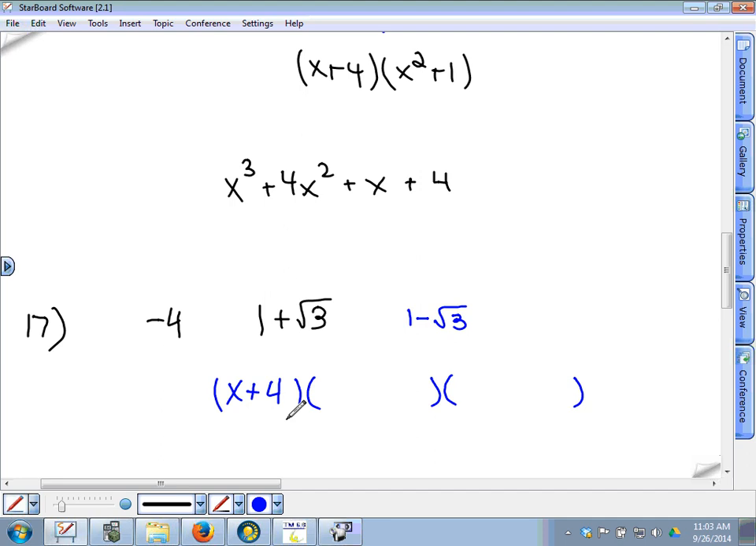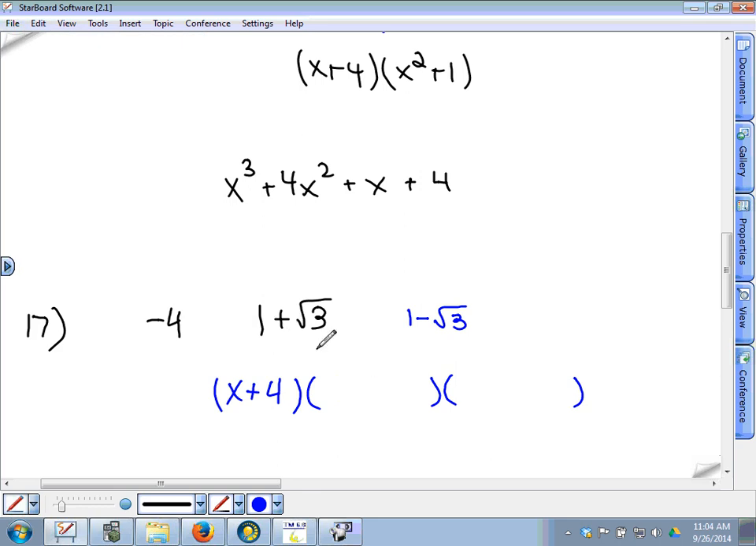Oh, I want you guys to stop for just a second. I'm going to write something that students do all the time. I want you to see if you can find their mistakes. I see this all the time and it drives me crazy. No x. Factors have to have x's in them. I don't know why that happens so often, but I do see it all the time.